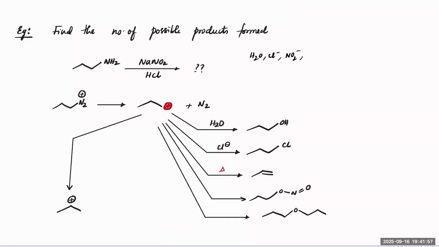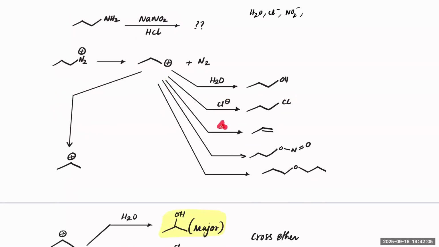So if this positive charge is attacked by water, you'll get alcohol. If Cl minus attacks, you will get this one. On heating, you will get a double bond. You can get nitro substitution, so you'll get this as a nitro group. And if you have alcohol formation already, this lone pair itself can back attack and convert that into an ether. So there will be a small composition of ethers also.